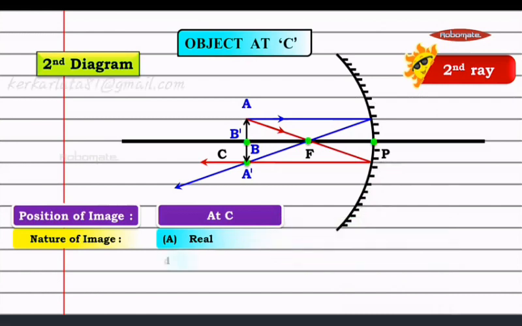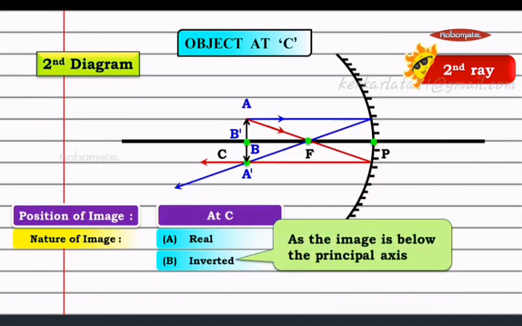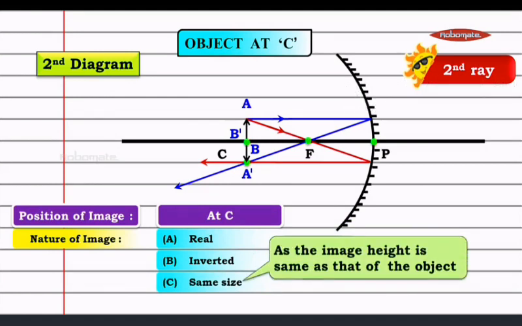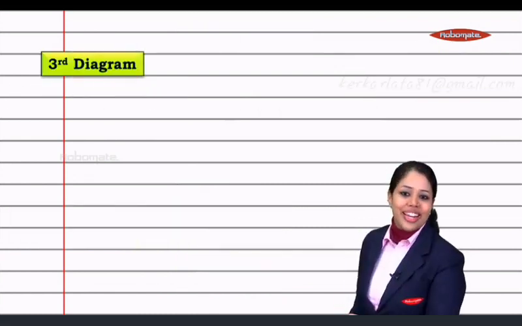Next is whether the image is inverted or erect. Here it is inverted. Why inverted? As the image is below the principal axis. And finally, coming to the size of the image, here you can see the object is one line and the image is also one line. So we say the image is same size, and the reason is the image height is same as that of the object.